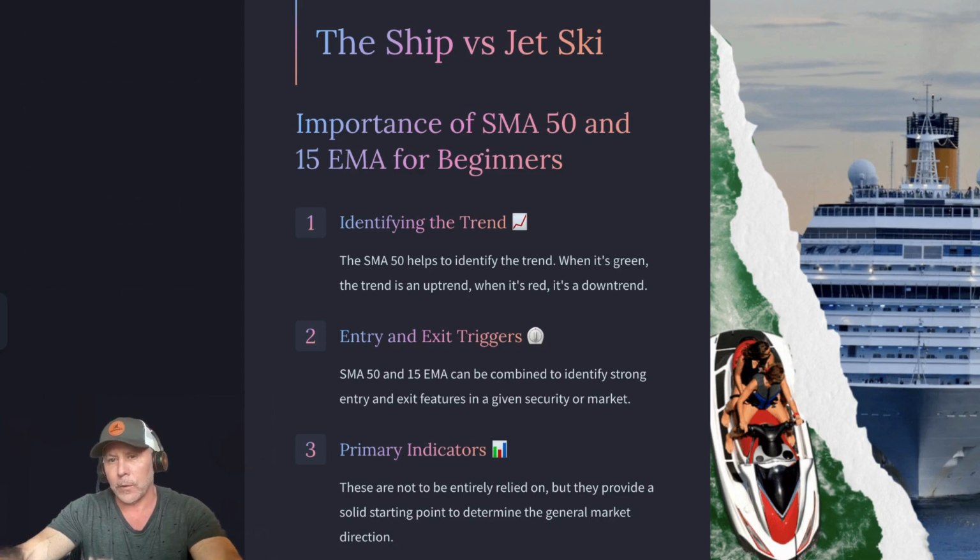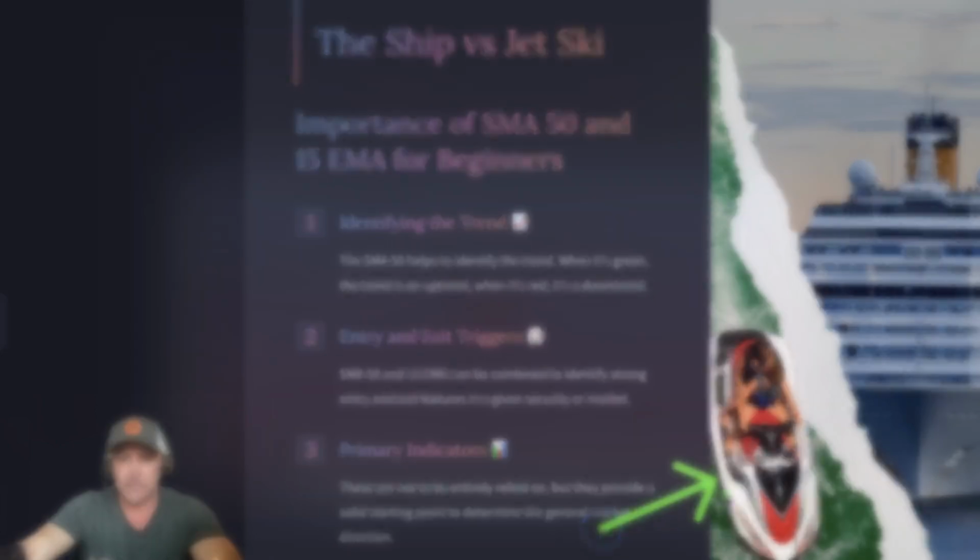So hopefully that was helpful on the two different moving averages. And when you start to dig in on these, just think about the SMA 50 as this giant cruise liner, and then the 15 EMA as a jet ski.